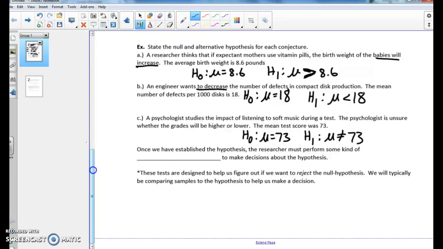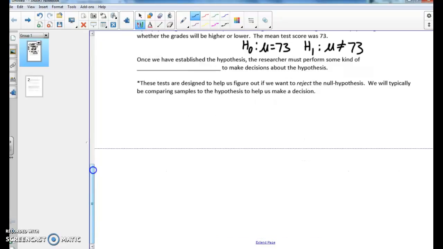Now, once we've established what the hypothesis is, where we're starting, the researcher, in any of these cases, must perform some kind of statistical test to make decisions about the hypothesis. That's the next phase of this whole thing. I say that, but we're not really going to be doing these tests ourselves. We are going to be given the information from these tests, and we are evaluating whether these are good or bad claims.